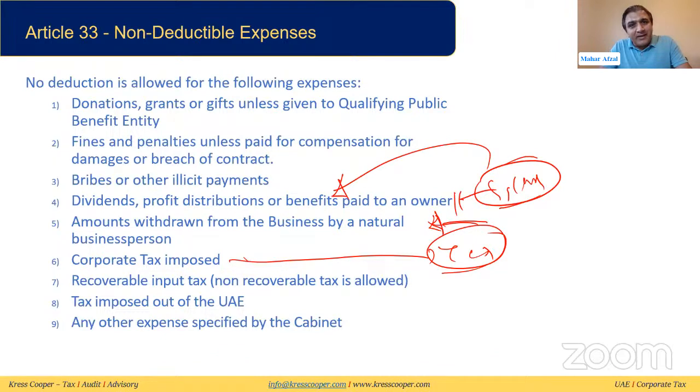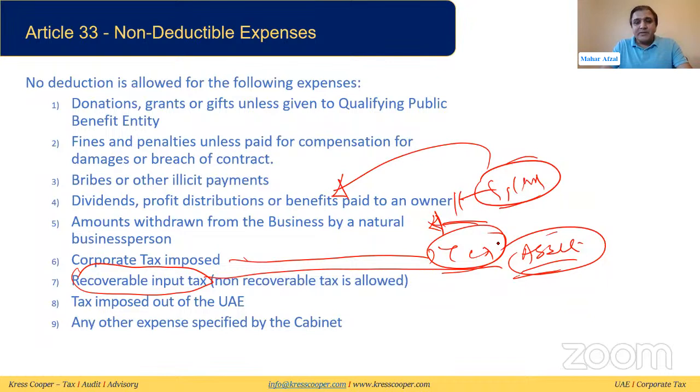If we cannot claim input tax, the law says these will be your deductible expense for corporate tax purposes. Otherwise, for any expense that you can claim, this will be your recoverable input tax. It will be your asset. It will not be your expense, because recoverable input tax is my current asset and non-recoverable input tax is my expense. So recoverable input tax is my asset; I will not be able to claim it. Non-recoverable input tax is my expense and the law allows me to claim it.